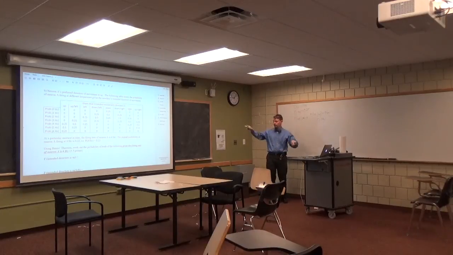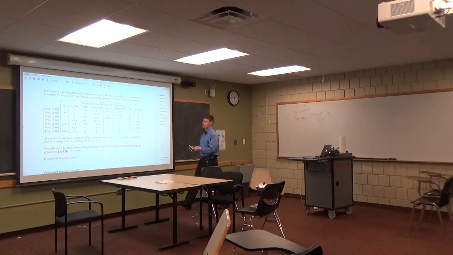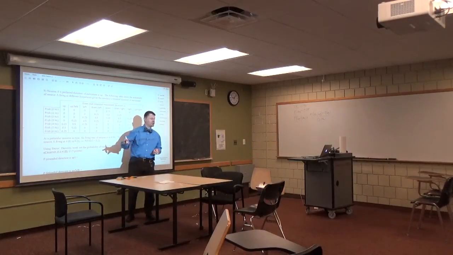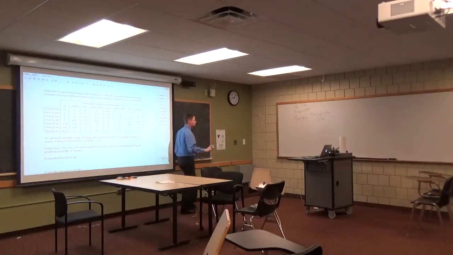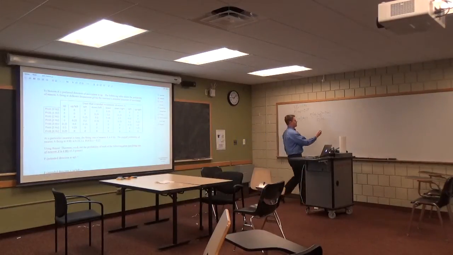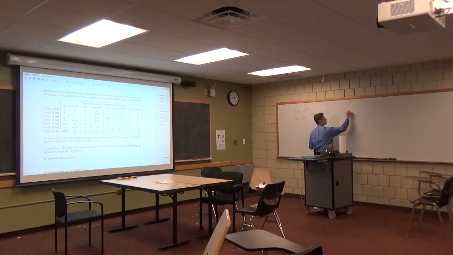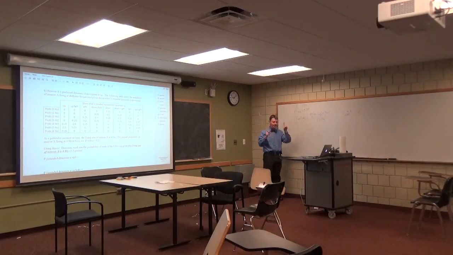I go over here to my table, and it tells me that the probability of getting 1 hertz if the intended direction were up is 0. So I have 0 times 1/8 divided by 0.25 equals 0.